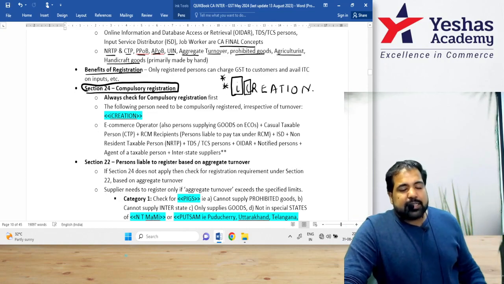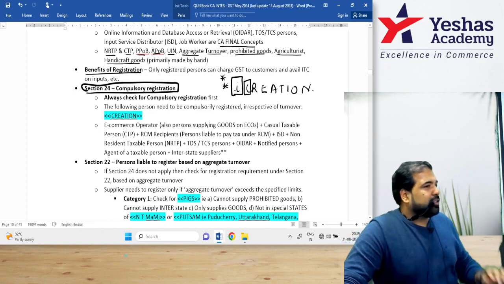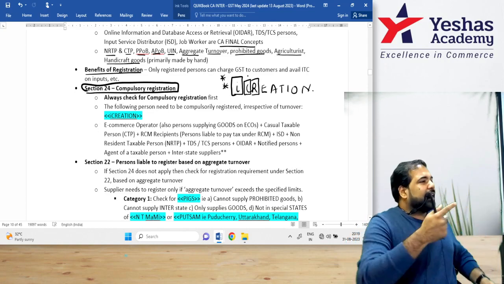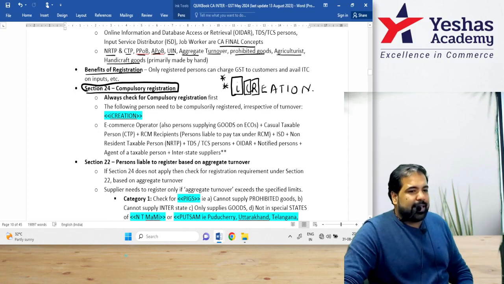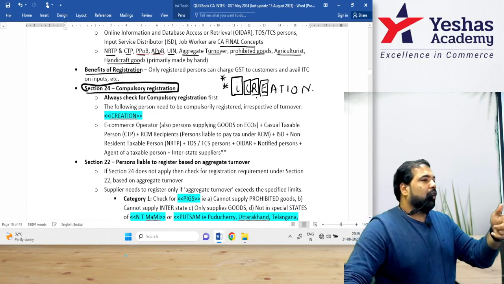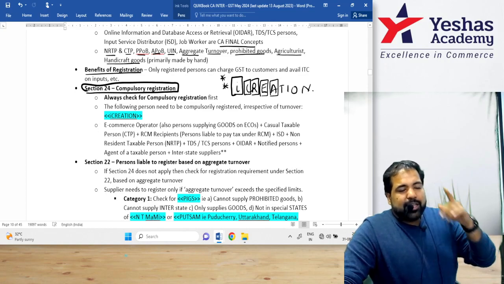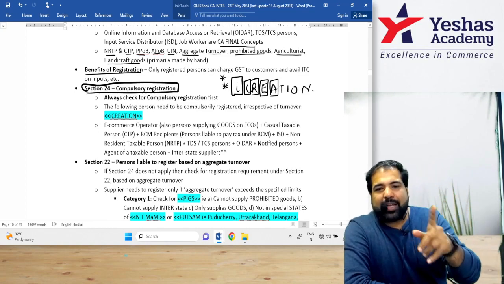Now G and G. Guys, first is GTA. GTA means a truck driver. He is providing services. Is it taxable? Under which mechanism? At what rate, guys? Finally, we learn another new rate, which is 5% under RCM.